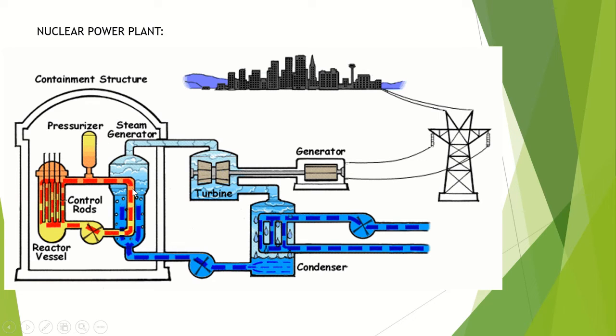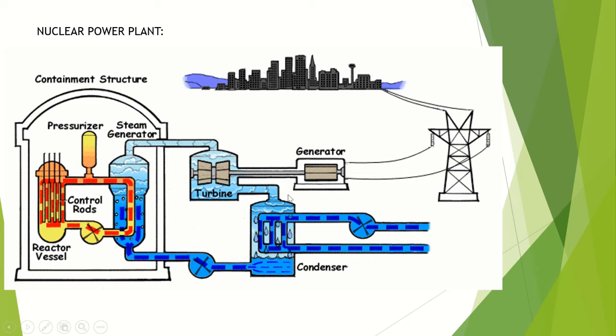Here we have to control the fission process. To control the fission process we use control rods. These control rods will absorb the neutrons which are responsible for the chain reactions. If control rods are inserted completely into the reactor, then the chain reaction stops. Means through these control rods only we can control the chain reactions. If you don't control the chain reactions, it will be very dangerous.